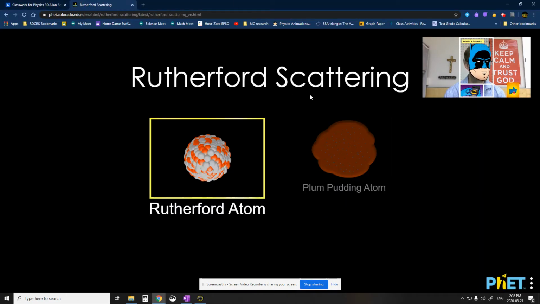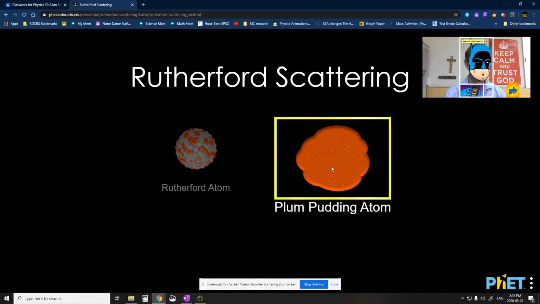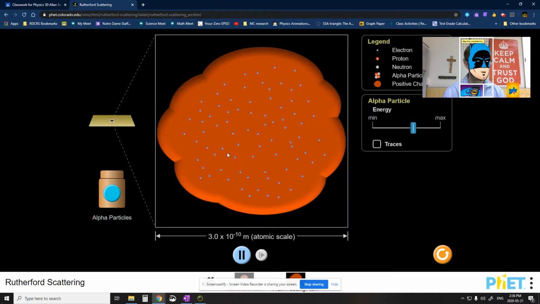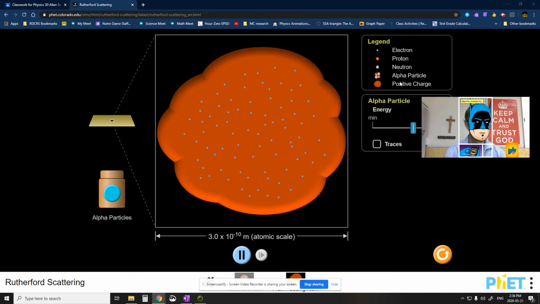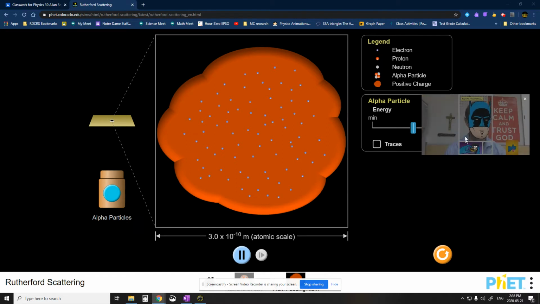So here you've got the Rutherford scattering. I'm going to click on this one in a bit, but I want to talk about what the plum pudding model would look like in this experiment. So here's the plum pudding model. It's just a positively charged fluid. You can see on the legend over here, there's no protons and neutrons in here. These are all just electrons in this positively charged fluid.